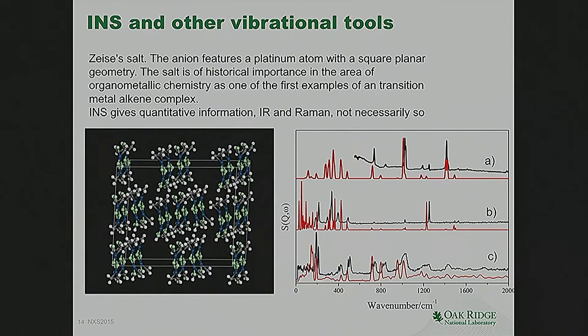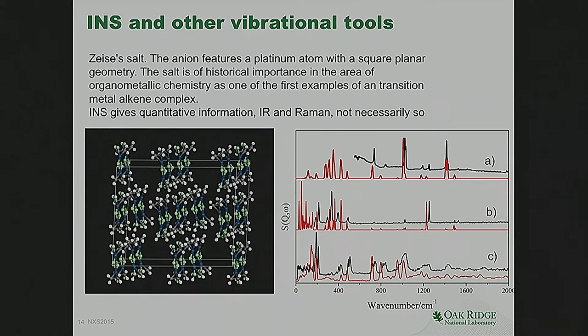The curves in black are the experimental data. The traces in red are the calculated spectrum. And one of the important things that you should never forget is that inelastic neutron scattering will always give you quantitative information, whereas infrared and Raman, not necessarily so. This is because of the existence of selection rules. For example, you could have a vibration that you cannot see with Raman because of symmetry, so it has no intensity.